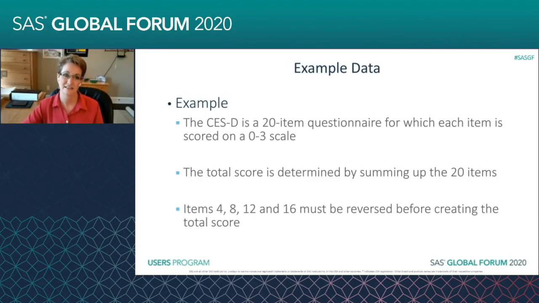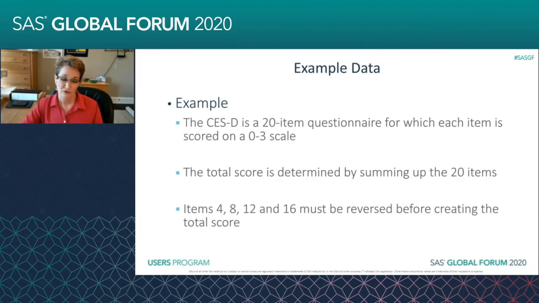So for today, we're going to be looking at a set of data on the Center for Epidemiologic Depression scale, or the CESD scale. It is a 20-item questionnaire, and it's used to assess depressive symptomatology. It is scored on a scale of 0 to 3, and the total score on the CESD is determined by summing up the 20 items.